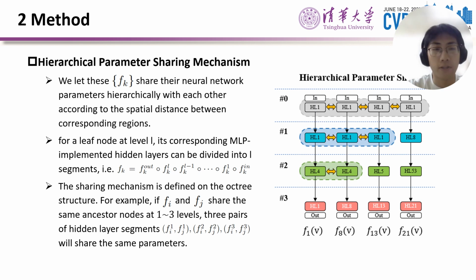Then, we let these MLPs share their neural network parameters hierarchically with each other according to the spatial distance between corresponding regions. For the leaf node at level L, its corresponding MLP's hidden layers can be divided into L segments. And the sharing mechanism is defined on the octree structure. For example, if Fi and Fj share the same ancestor nodes at levels 1 to 3, 3 pairs of hidden layer segments will share the same parameters.